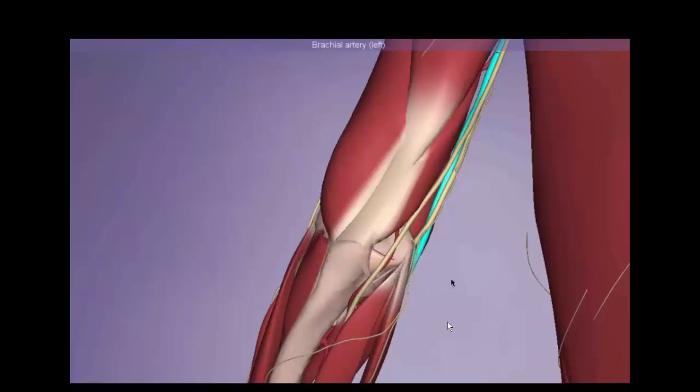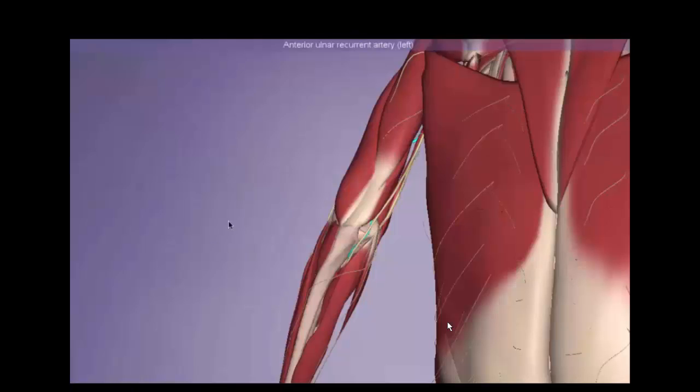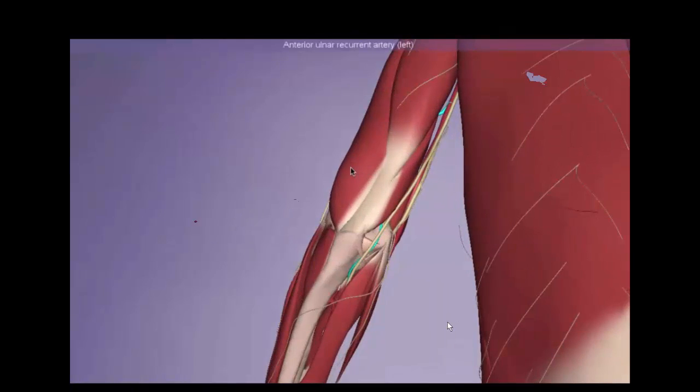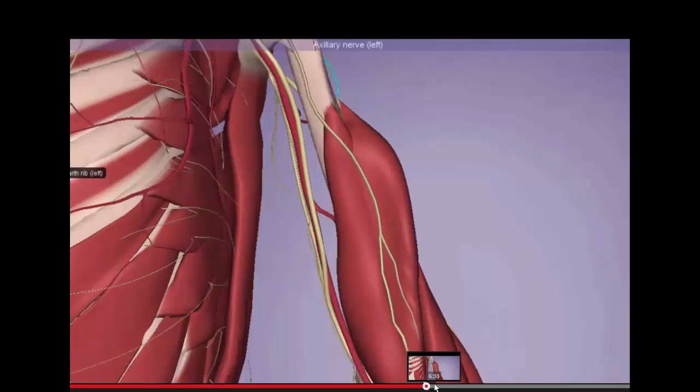And then the ulnar nerve goes posterior to the medial epicondyle of the humerus. So you don't hit your funny bone, you actually hit your ulnar nerve. Let's keep looking at the anterior aspect.